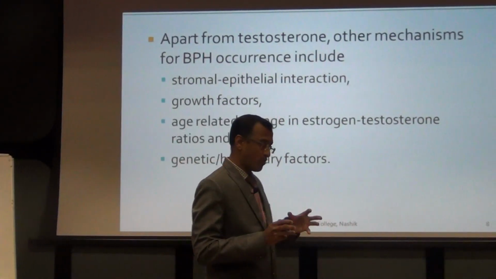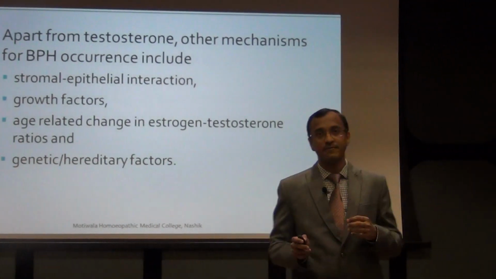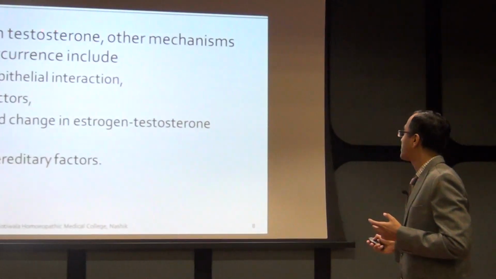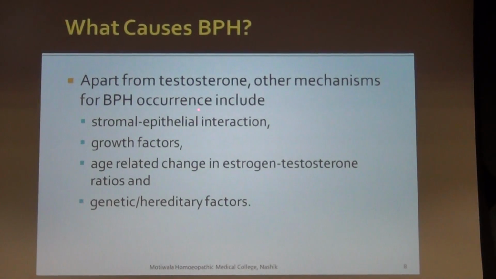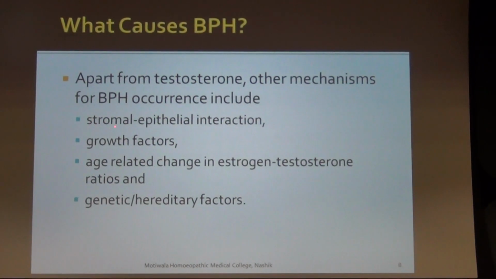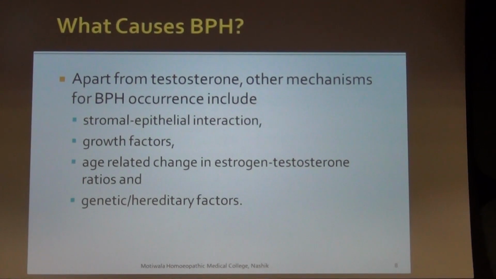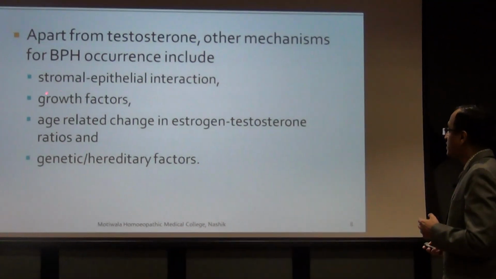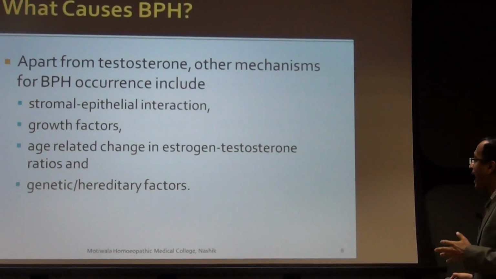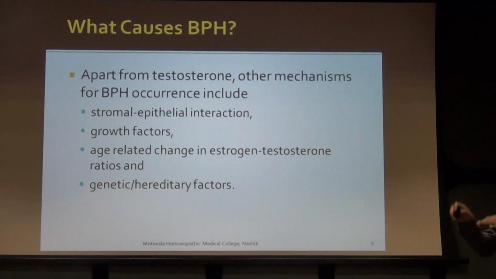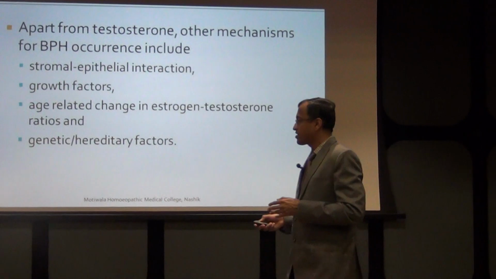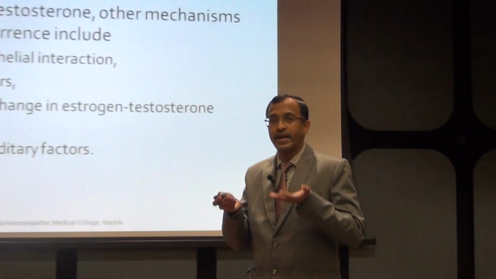So apart from the hormonal theory, which talks about male hormones like serum testosterone, there are other mechanisms for benign prostatic hypertrophy, which talk about stromal epithelial interaction, growth factors, and age-related changes, where a disturbance in the estrogen to testosterone ratio can bring on an enlarged prostate.